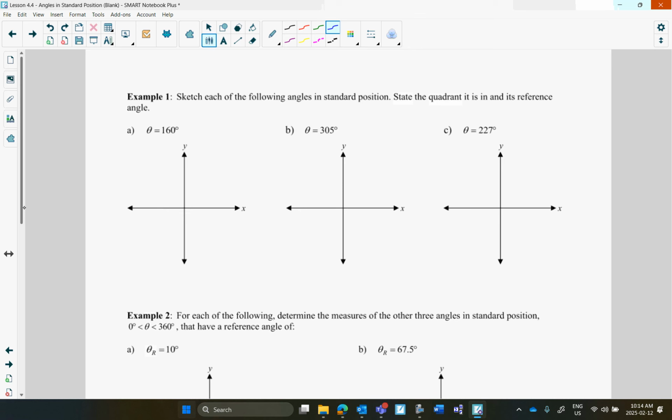So we have to do three things. We have to put it on the grid. We have to state what quadrant it's in, as in it ends in, and we have to state its reference angle. So all of these, remember, they're all going to start like this. So 160.